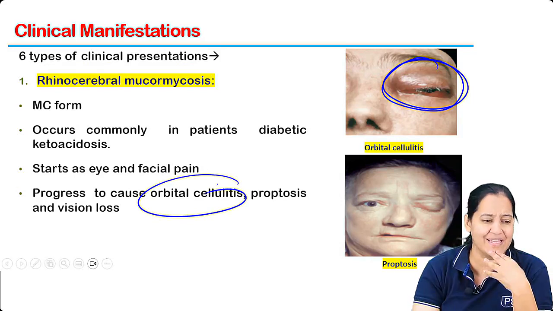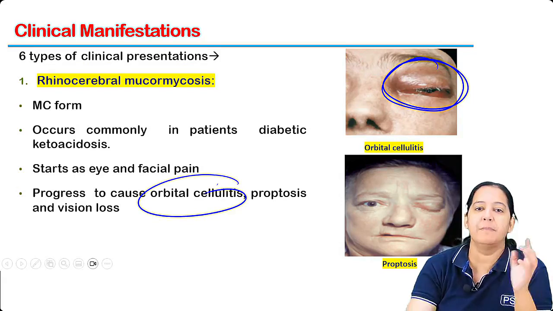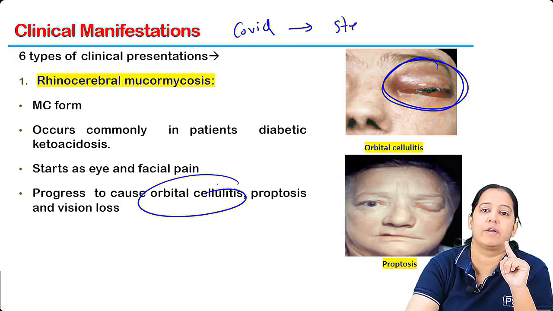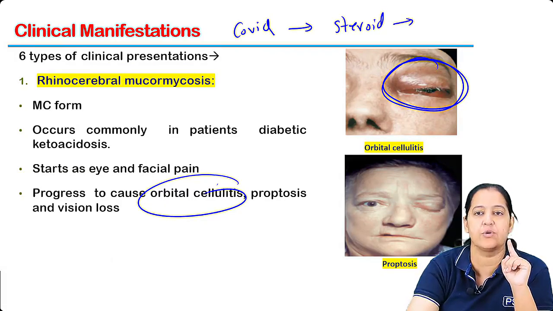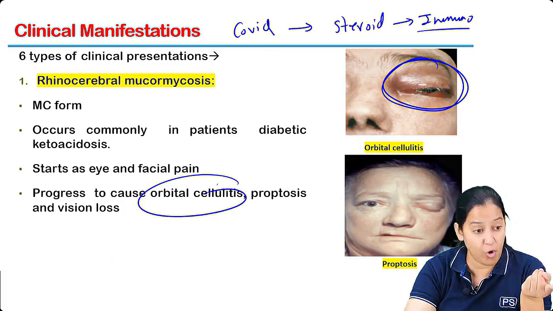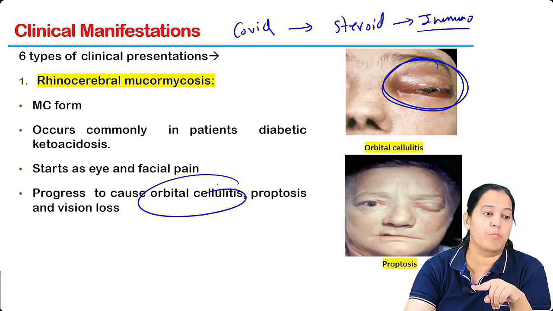You may have many cases. We have seen many cases in our hospital because in COVID, what treatment do we give? In COVID, we give steroids, long courses of steroid. Because of the steroid, there is immunosuppression, and these are opportunistic fungi. They occur in immunocompromised people, not in healthy people.